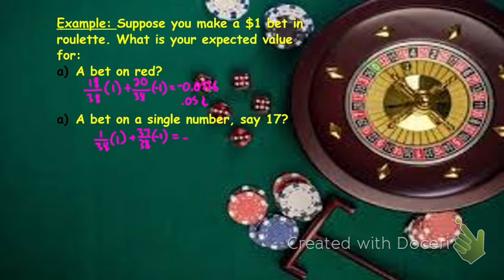I get negative 0.947, and so that's roughly negative 0.95 cents. So I end up losing basically almost $1 every time I bet on one number. That's the expected value for me to get.